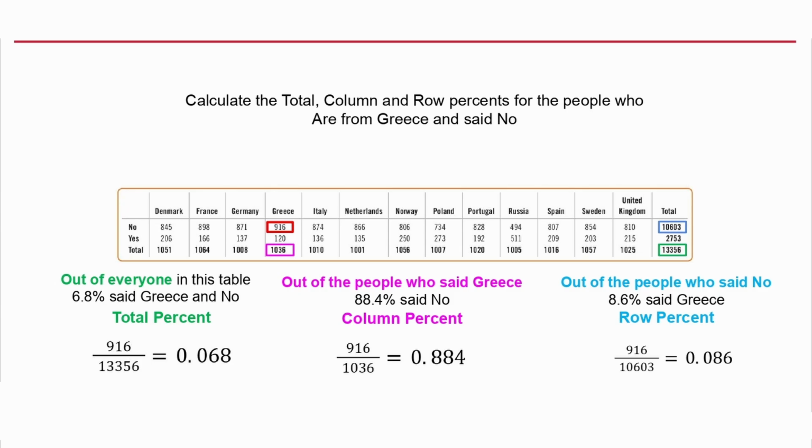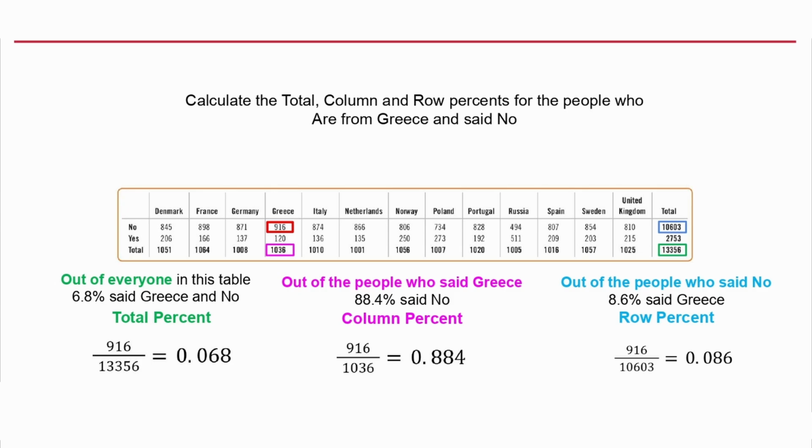As a similar example, I want you to focus on the 916 people who said we are from Greece, and no, we did not use a ride-sharing app. If you wanted to know out of everybody what percent said Greece and no, you would divide that by 13,356, which would give you 0.068 or 6.8%. If you wanted to know out of the people who said Greece, what percent said no, we didn't use a ride-sharing app, you would divide that by 1,036, which would give you 0.884 or 88.4%.